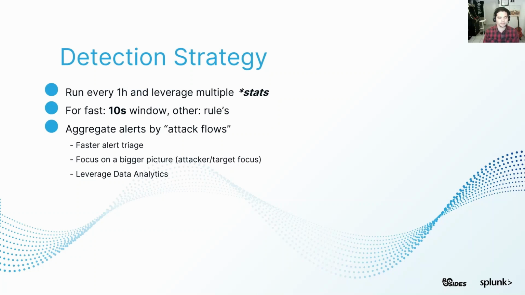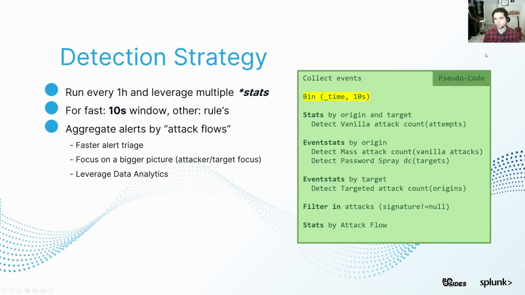What is the advantage of those? We are going to have a faster alert triage. We are also going to focus on the bigger picture, and we are going to leverage basically the data analytics features from Splunk. So what would be a pseudocode? Basically, I'm going to collect events. I'm going to bin the events in 10 seconds buckets. Then I'm going to leverage the stats command and aggregate all the events by origin and targets.